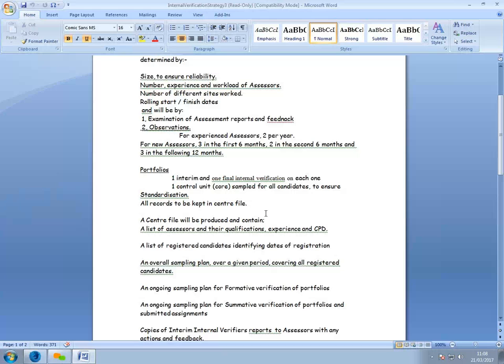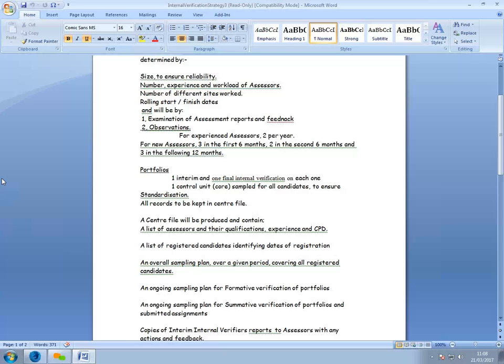The centre file will be produced because, again, they haven't got one, so they have to produce a centre file. It will contain a list of assessors and their qualifications, experience, and any TPD that they were involved in. A list of registered candidates identifying the dates of registration. An overall sampling plan over a given period covering all registered candidates. An ongoing sampling plan for formative verification of portfolios.